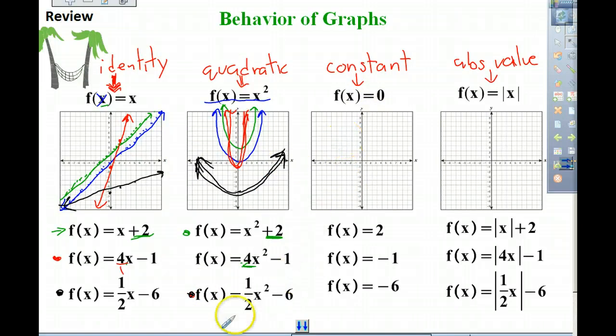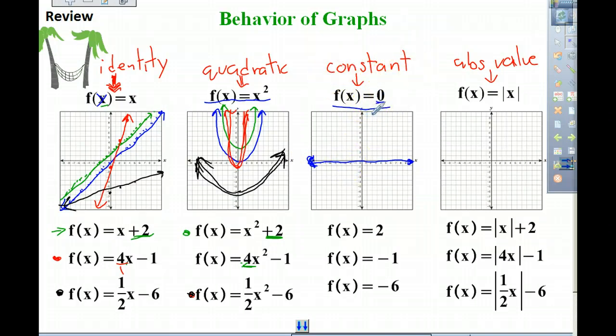Constant, a little boring. Not much going on there. y equals 0, f of x equals 0. Looks like this, straight across. You guys saw that in 21 and 22 last night. Constant functions, just straight across. Why is it called a constant function?